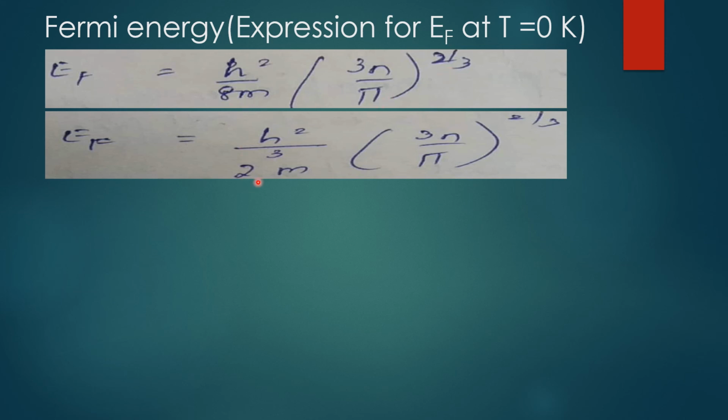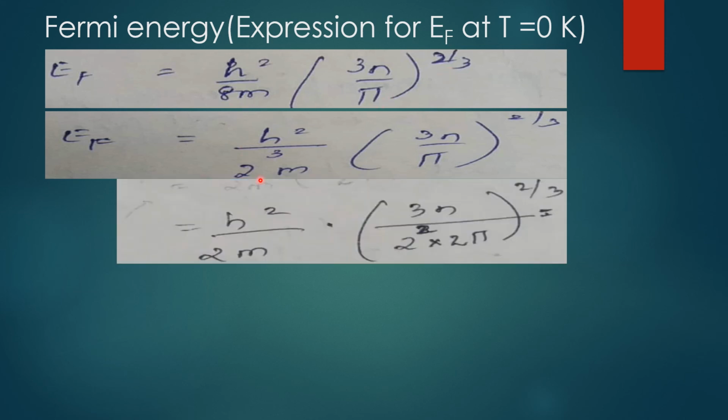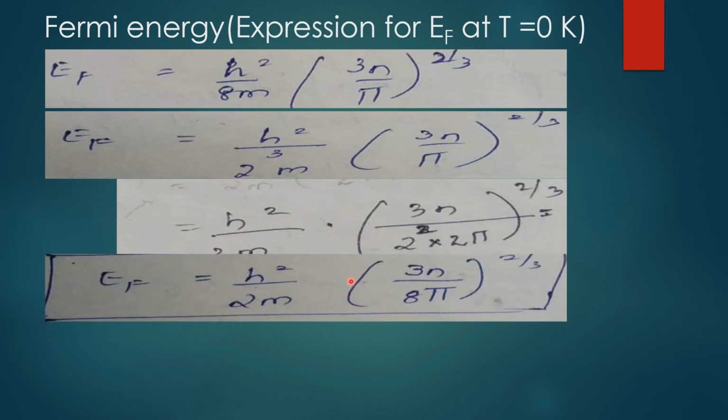This 8 is written as now 2³. Keeping 2 outside, we have taken 2 squared inside. To balance that, we are multiplying this by 2 raised to 2/3. So we get EF is equal to h²/2m into (3n/8π) the whole raised to 2/3. This is the Fermi energy, which is the topmost energy level at 0 degree Kelvin.